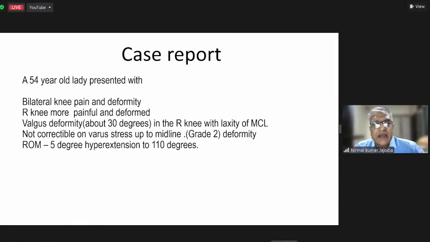So, I'm presenting a case of a 54-year-old lady who presented with bilateral knee pain and deformity. The right knee was more painful and deformed. There was a valgus deformity of 30 degrees and it was not correctable at all in the right knee, with a laxity of the MCL. It was a grade 2 deformity by the classification that we go by, because there was no tibial osteotomy or tibial defect. The range of motion was 5 degrees hyperextension to 110 degrees of flexion.